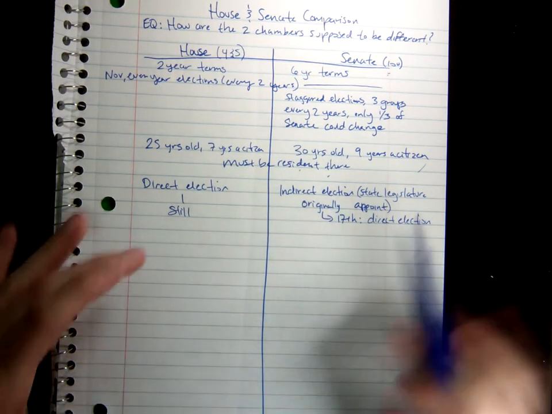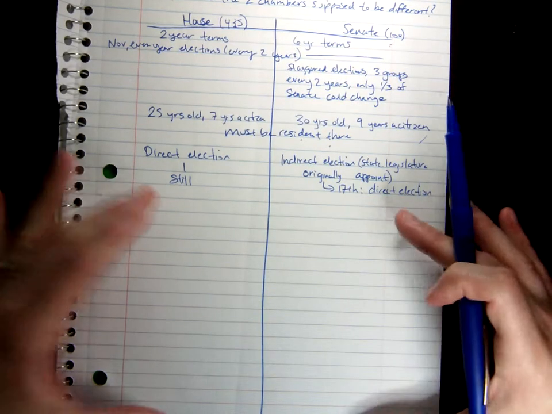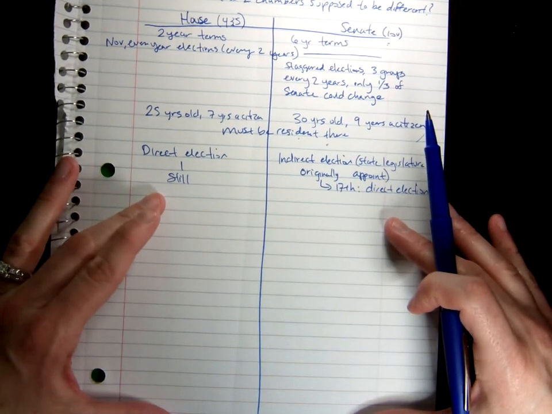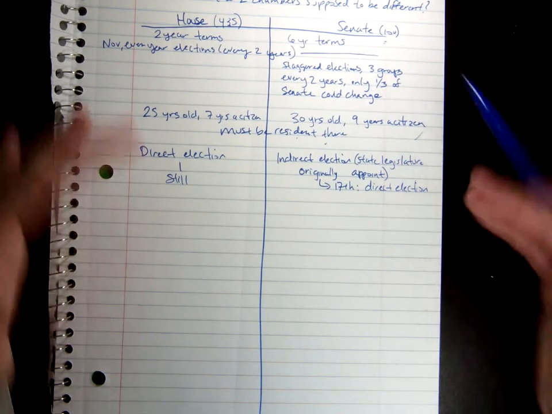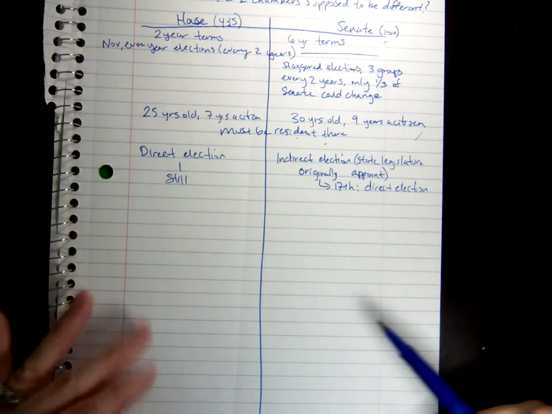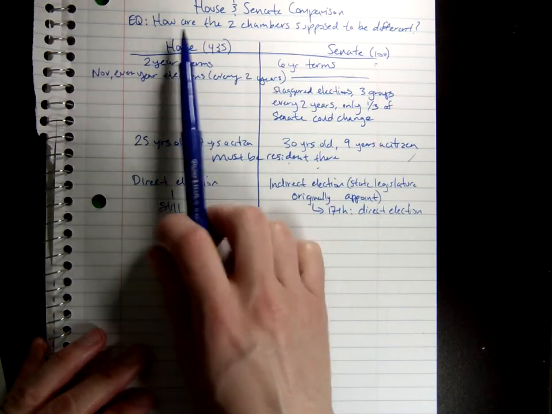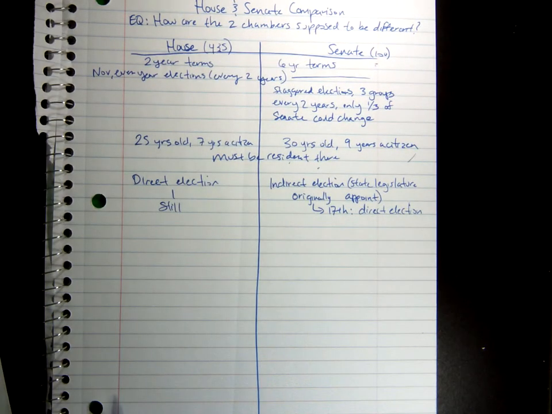So for the rest of this, I want you to leave it blank, because as we go on to learn more about the House and the Senate, we're going to add things in here. And hopefully, once we've really filled out this T chart over the next couple lessons, we'll see that the 2 chambers really are designed to be quite different bodies. Okay, that is it for today.